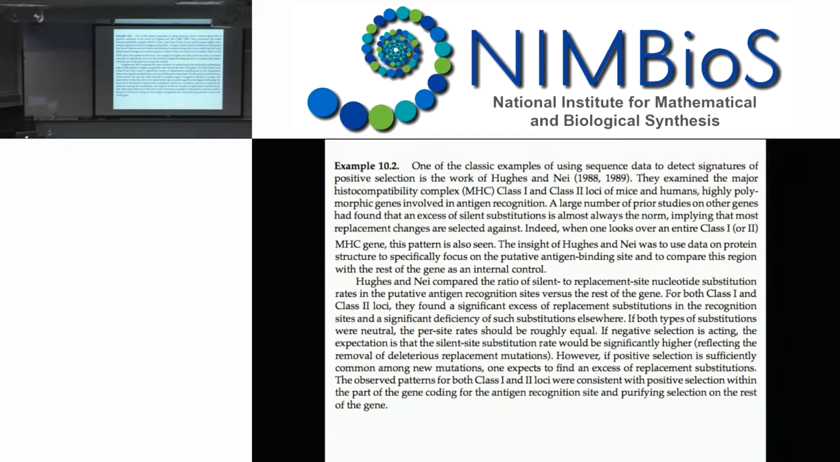That's correct. Basically, higher fraction of deleterious mutations at replacement sites than at silent sites.